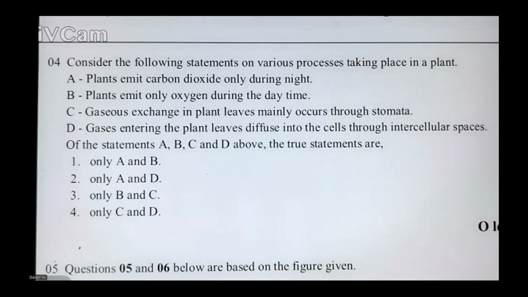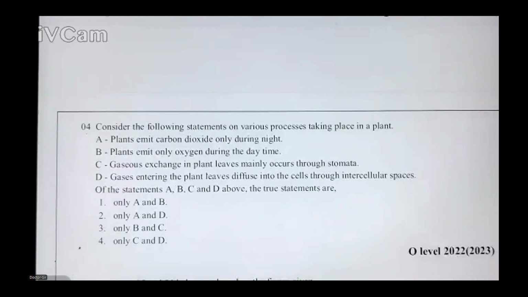Right. Now I will tell you some scenario. Oh, this is also 2018. Right. So I forgot to tell the number of the question. What is the number?